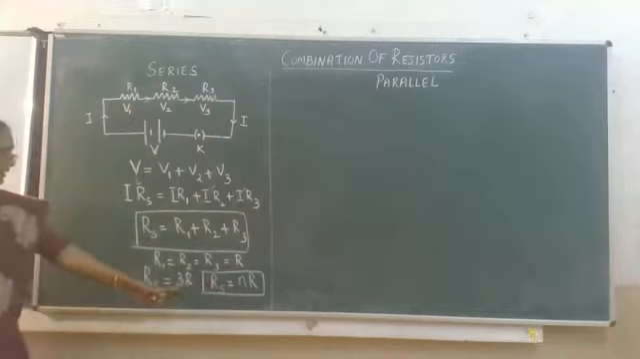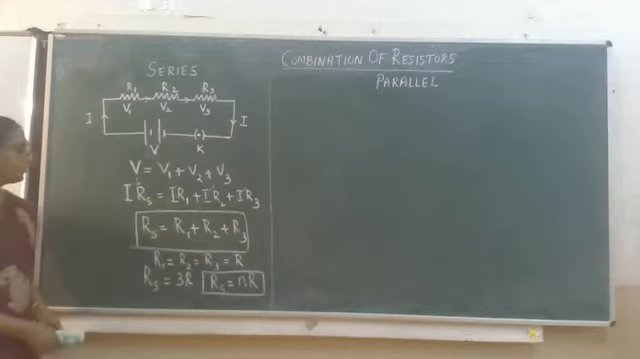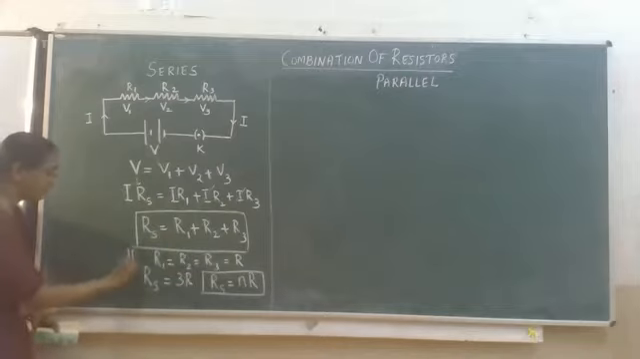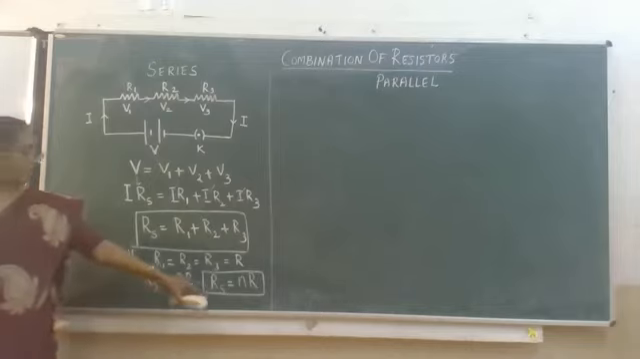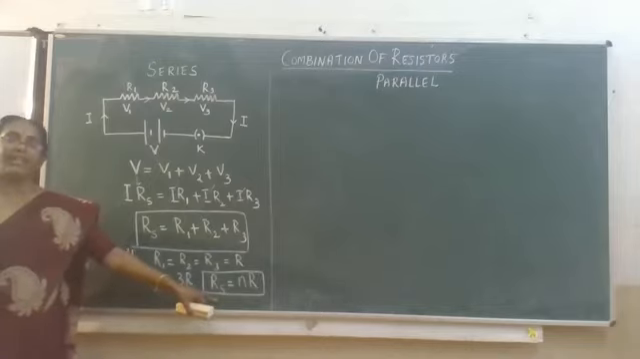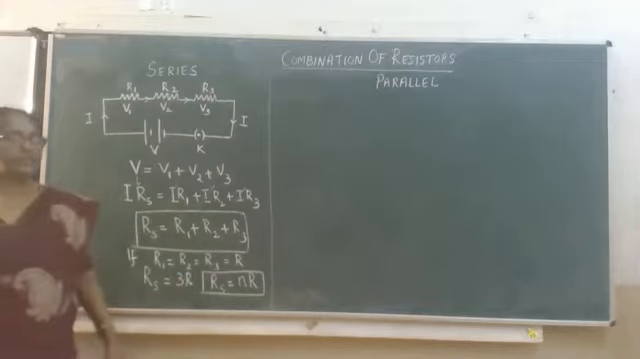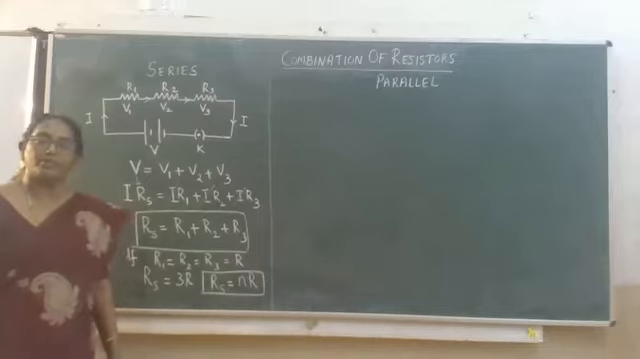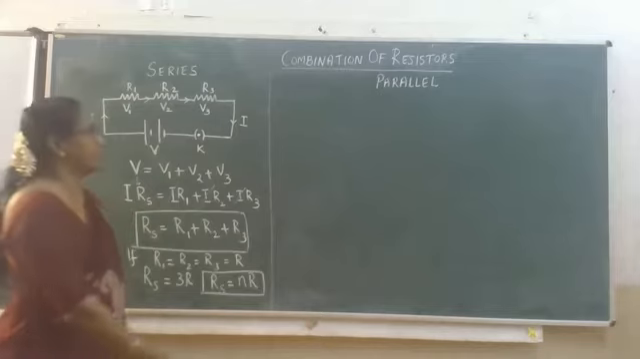If 3 are connected, it is 3R. Therefore, if you are connecting 4, it is 4R, provided R1 is equal to R2 is equal to R3. If that condition is satisfied, then we can say that the effective resistance will be equal to nR, n times the value of the resistance. So on the other side, let us see the other combination. What is the other combination? It is the parallel combination of resistors.